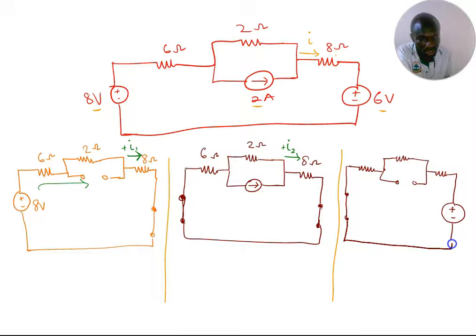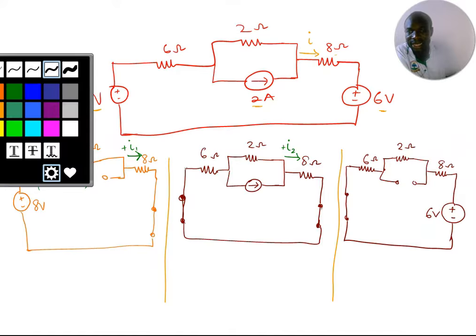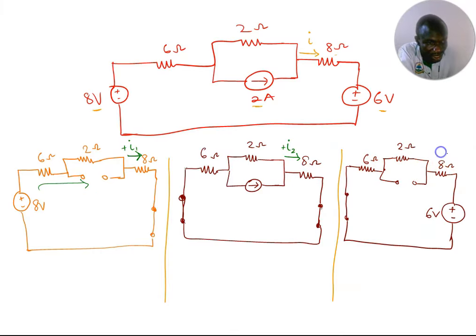Do you get it? So here we have the 6 volts here, and we have 8 ohms. We have our 2 ohms, and we have our 6 ohms. So with this one, the current is moving this way, which is I3, and this time I3 is moving in the opposite direction of I.